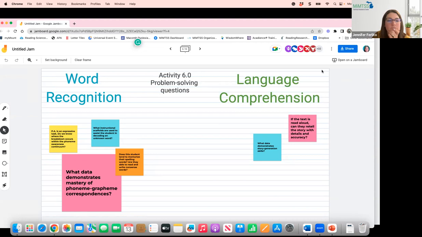And if any of these questions are helpful to you, I would take a screenshot. What is story retell like? If this text is read aloud, can they retell the story with details and accuracy? Oral narrative retell.